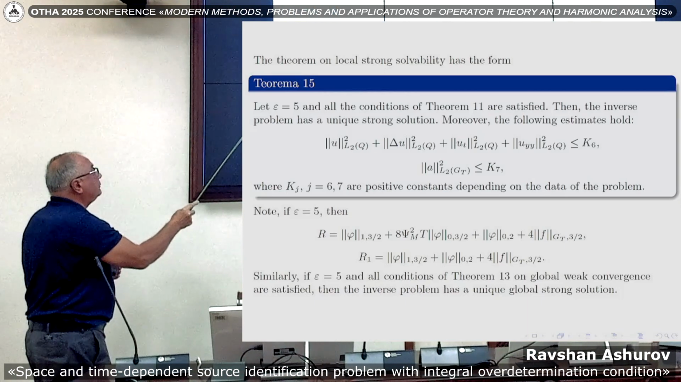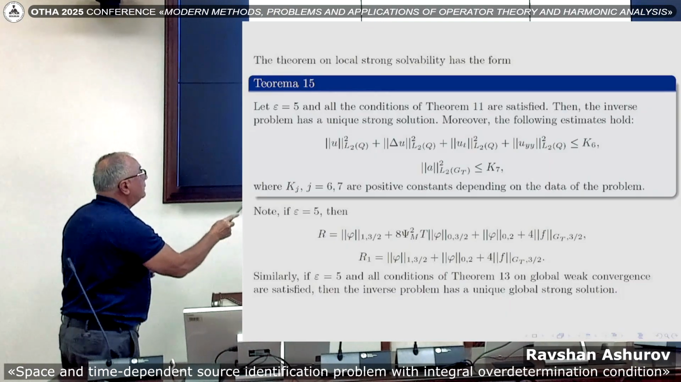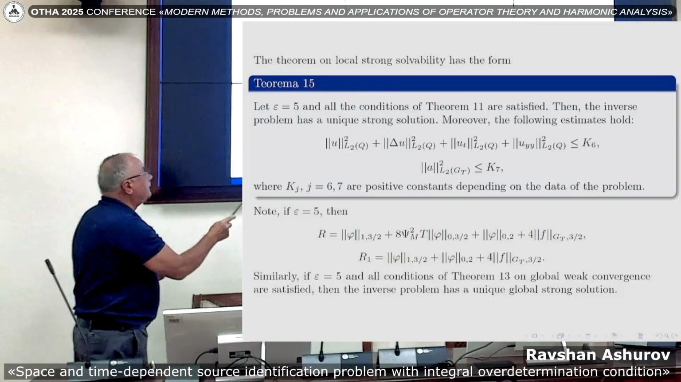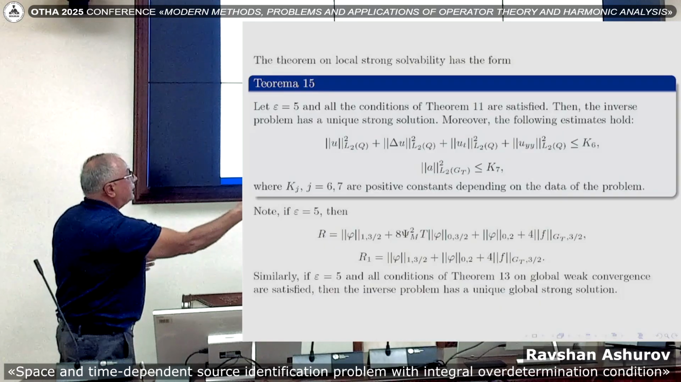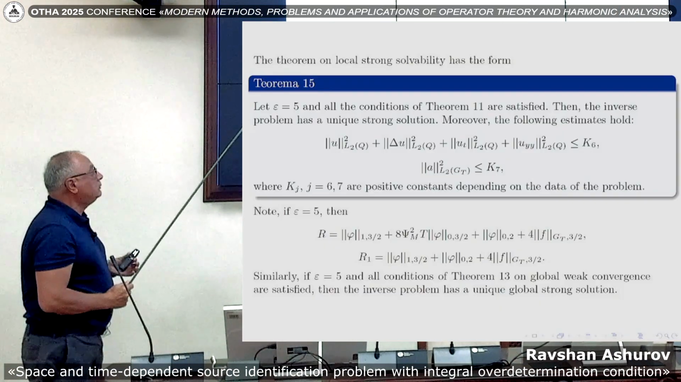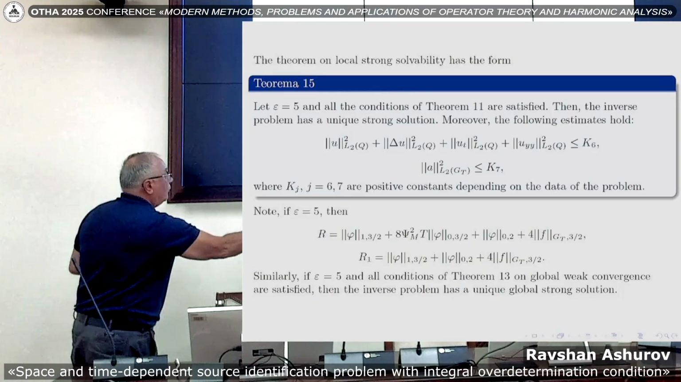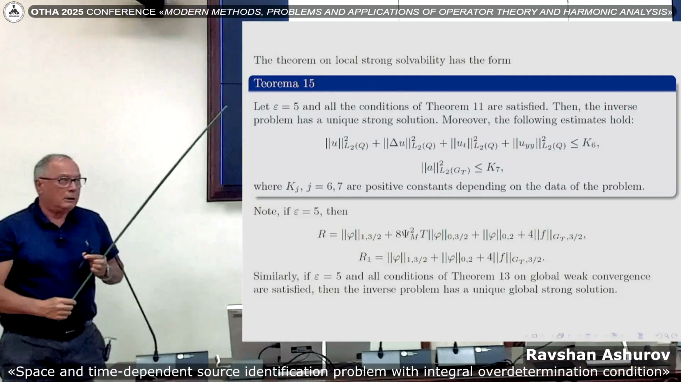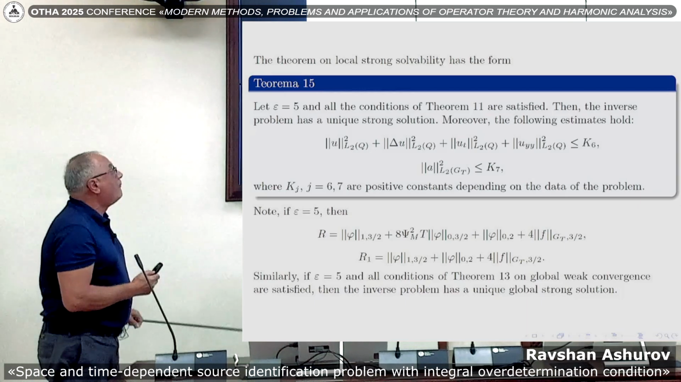Here, when you take epsilon 5, then r is equal to this. So first derivative with respect to x, and this many derivatives with respect to y. Same there. And this is about local solvability, but the same way we can apply it for Theorem 3 with epsilon equal to 5 and get a strong global solution.